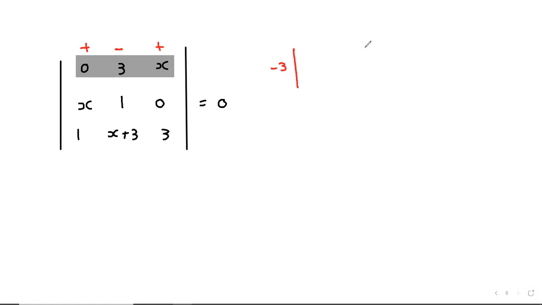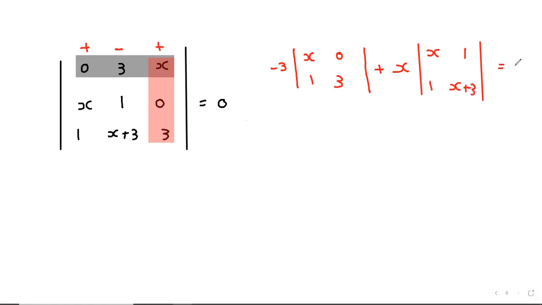-3 multiplied by, cancel the row and the column of -3. It's not -3, but this negative is the sign of this element here. So cancel the row and the column, you are left with, here it's x, 0, 1, and 3. And then write plus x and cancel the row and the column of x. So we're going to cancel here this column. You are left with x, 1, here it's x, and here it's 1, and here is 1, and here is x plus 3 equals 0.